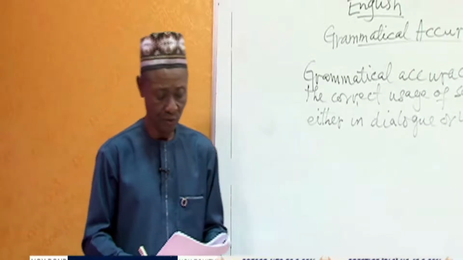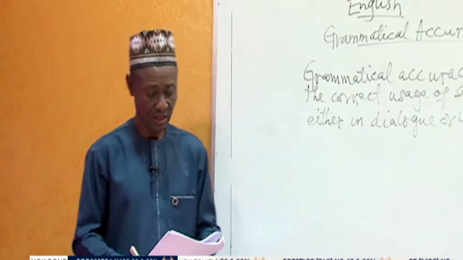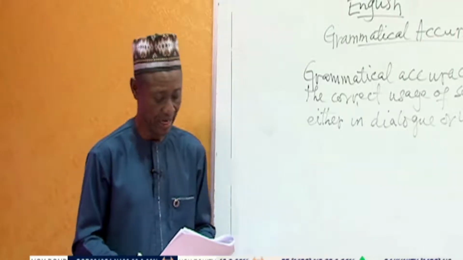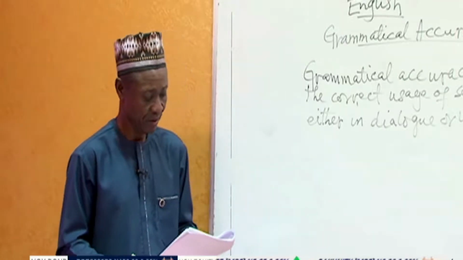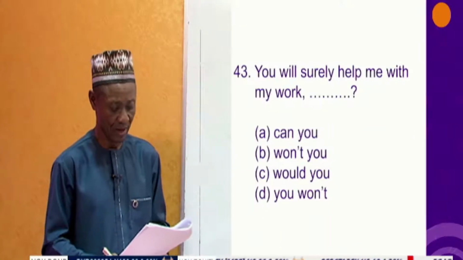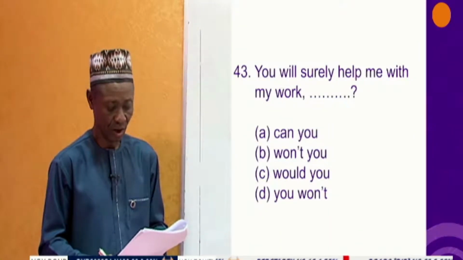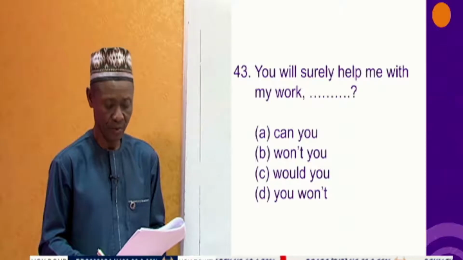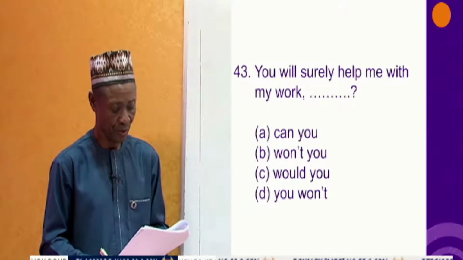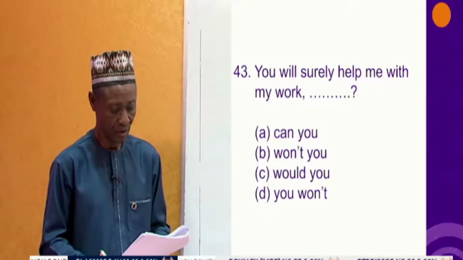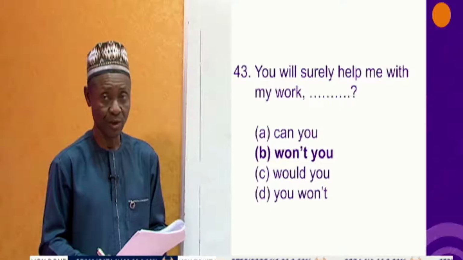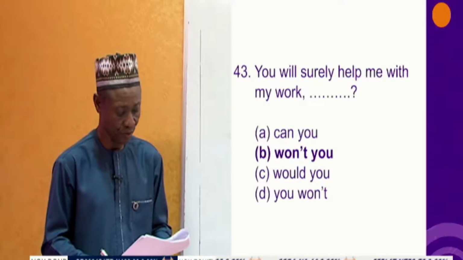Now, we move to the last year in our series of revision, which is 2019. Question number 43. You will surely help me with my work, dash. The options are A, can you? B, won't you? C, would you? D, you won't? The correct answer is option B, which is won't you?